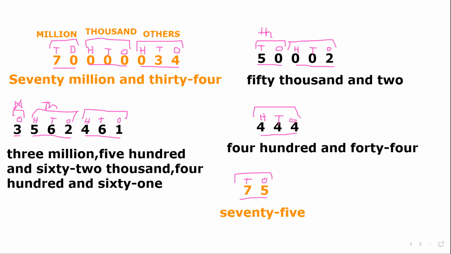You group them into others, thousand, million, and billion, and then you write the names of each group here. We have the ones, tens, and hundred for each. Then you underline and you put them in words.